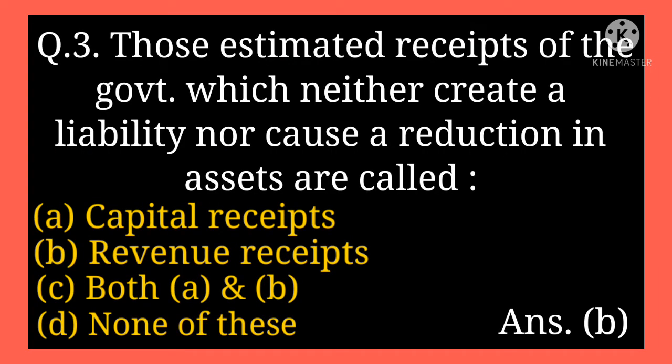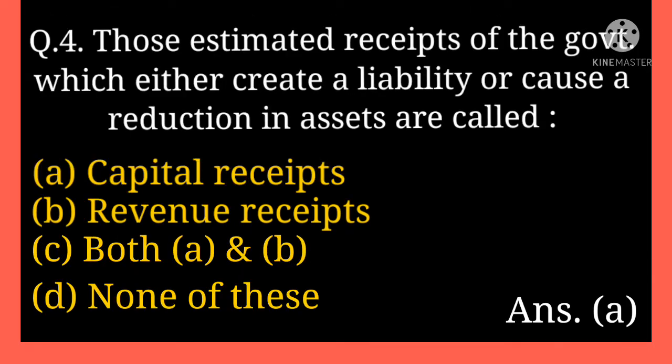Now the third question is, what are those estimated receipts of the government which neither create a liability nor cause a reduction in assets? Answer is B, that is revenue receipts. Now question 4, what are those estimated receipts which either create a liability, that is burden of payment, or cause a reduction in assets? Answer is capital receipts.